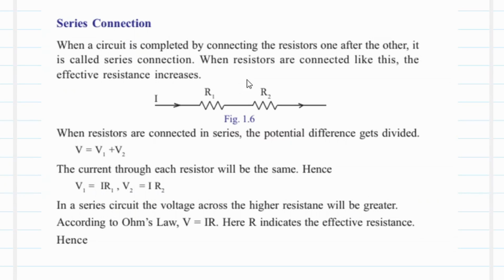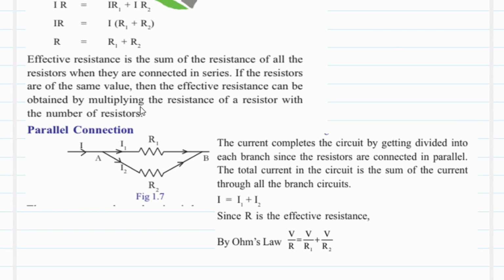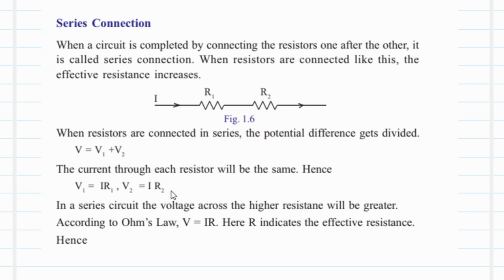According to Ohm's law, V equal to IR. Here R is the effective resistance, the total resistance we are mentioning. So we have to find the total resistance. Then just substitute these two equations here. So V equal to IR. I will solve. Already we know that V equal to IR.